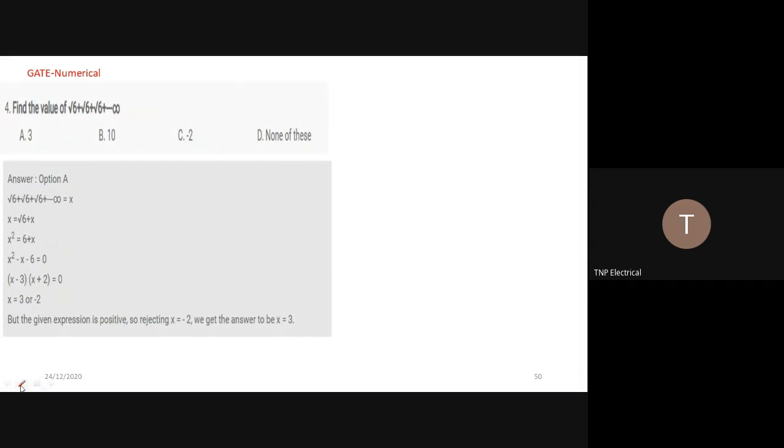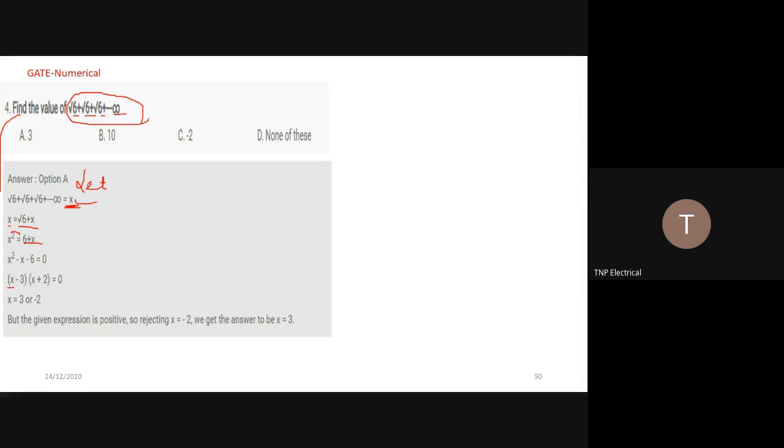Next question. Find the value of root 6 plus root 6 plus root 6 plus, up to infinity. You need to find out the value. How do we do it? Whenever this type of question is asked, consider it with respect to some non-zero value, and as a variable we consider x. Now, we can write x equal to root 6 plus x. So x square is 6 plus x. Now it can be represented as x square minus x minus 6 equal to 0.